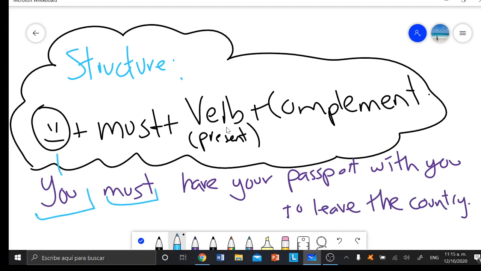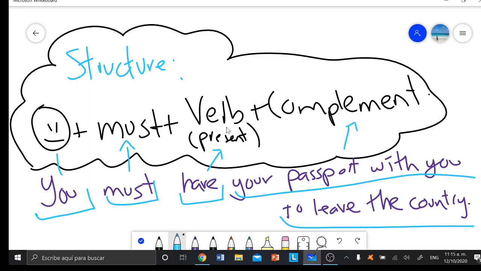You, subject, must have, verb in present. Your passport with you to leave the country will be the whole complement. So pretty much, what's the meaning of all this stuff? ¿Qué significa todo esto? You must, tú debes de, o tienes que, tener. You must have your passport with you to leave the country. Debes de tener tu pasaporte contigo para dejar el país o entrar a algún otro país, ¿ok? Es una regla o es algo que tienes que hacer, o sea, tienes la obligación a fuerza de tenerlo, ¿ok?